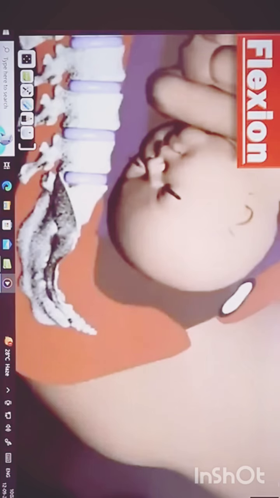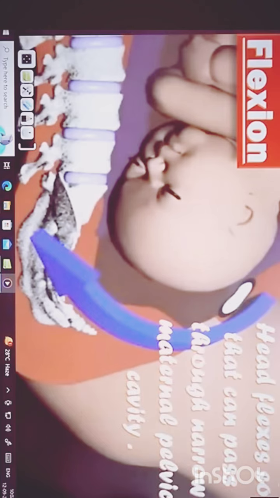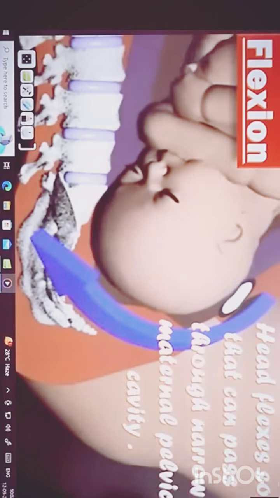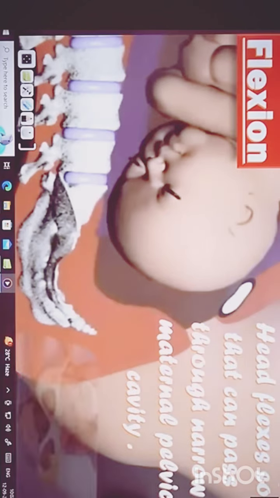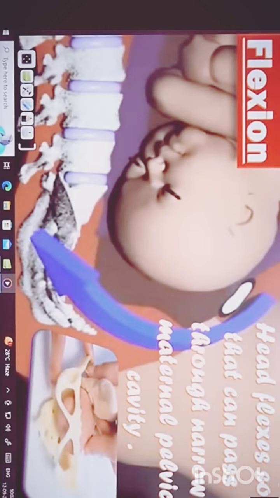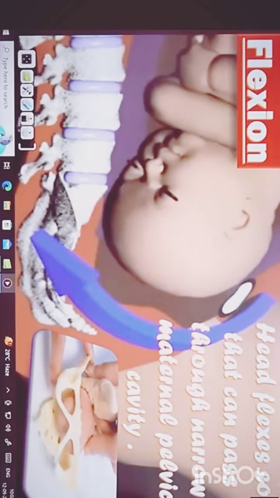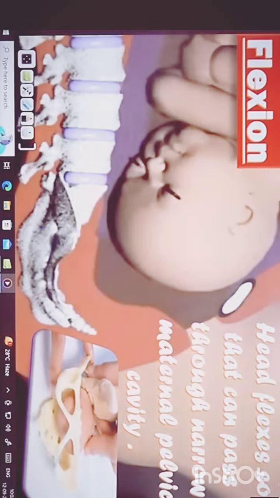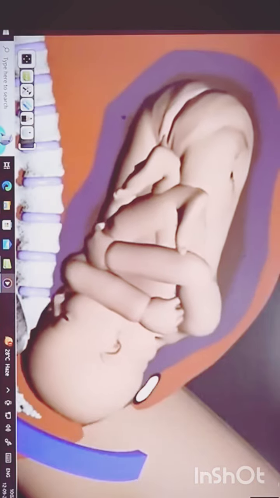Third step is that of flexion. With further uterine contraction, the head descends and flexes so that it can pass through the narrow maternal pelvic cavity. This passive movement occurs in part due to surrounding structures which help in minimizing the diameter of the presenting part. In a well-flexed head, the occiput will be the leading part.